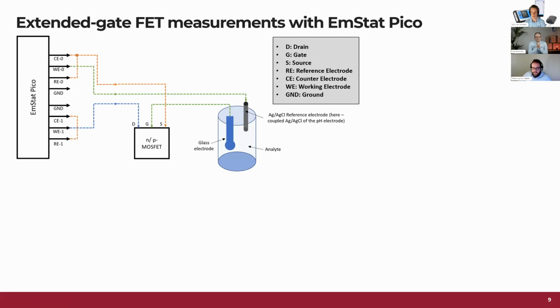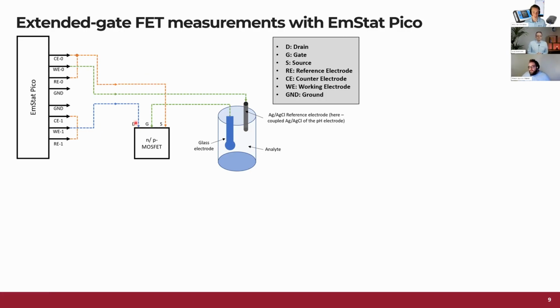And as you can see, one of the reference electrode and counter electrode is wired together. And then this is connected to the source terminal. And then the working electrode 1 is connected to the drain. So we're measuring the current flowing from here through here, let me pull up the laser pointer, from here through the MOSFET to the drain in here. And then our second potential is applied through the working electrode 1 to the reference electrode through the solution into the glass electrode or whatever sensing surface, and then back to the MOSFET itself.